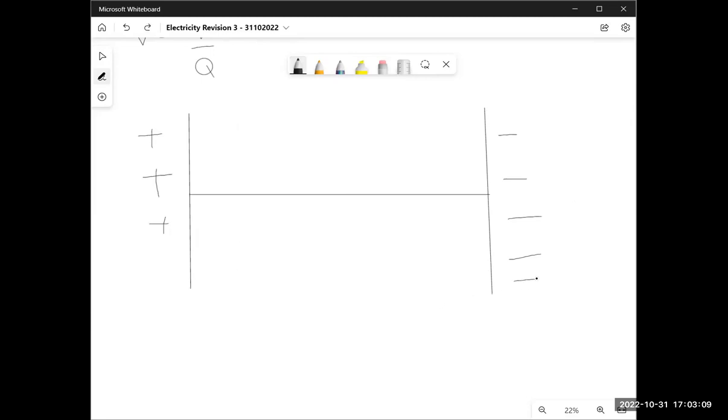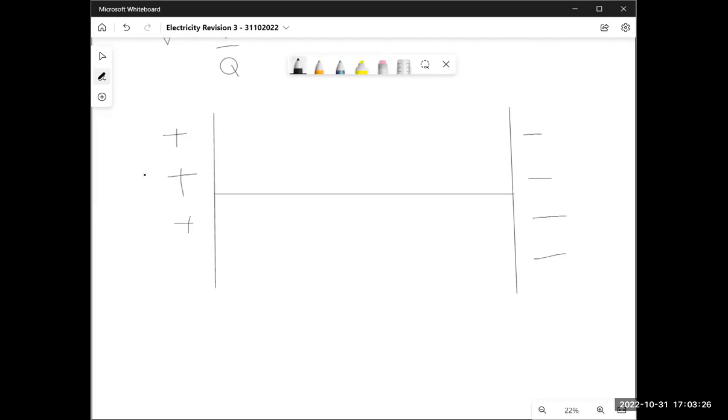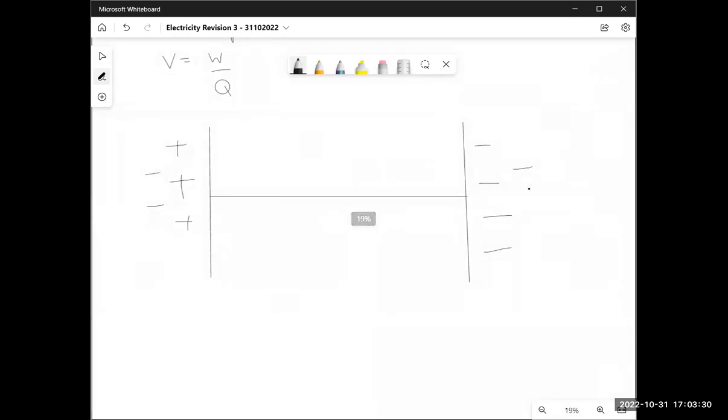Negative side. Now, what we need to realize is, look what happens if I go to the other side. What we really try to do is one more thing. Look, this side has 2 negative. This side has 3 positive.